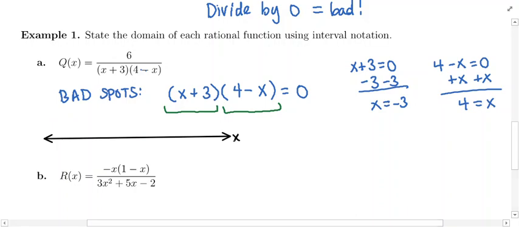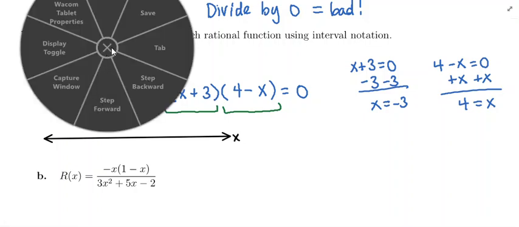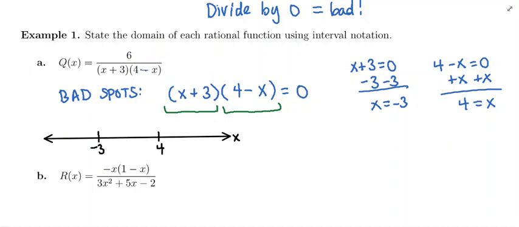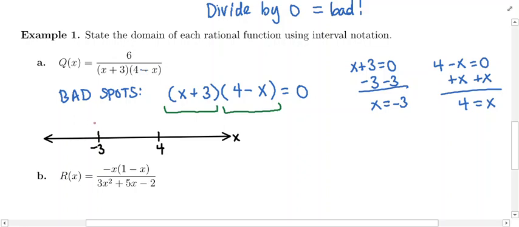On your number line, you want to put your bad spots on there, and you want to put them in order. If you were walking on this number line from left to right, you would first hit negative 3, and then later you would hit positive 4. These are both bad spots, so we want to get rid of them by putting an open circle. But everything else is good. In red, I'm shading all the good x values.